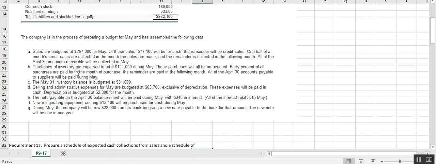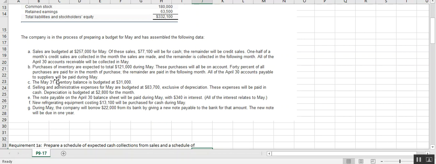Item B is about purchases, so that shouldn't be about cash received. We've got an inventory balance, which doesn't sound relevant. Selling and administrative expenses and depreciation, all of those would be cash going out. So again, we're not talking about cash collections. Note payable and equipment purchase, and we've got a borrowing here, so that does have to do with cash coming in, but not from cash collections for sales. So looks like we only have item A that's relevant at this point.